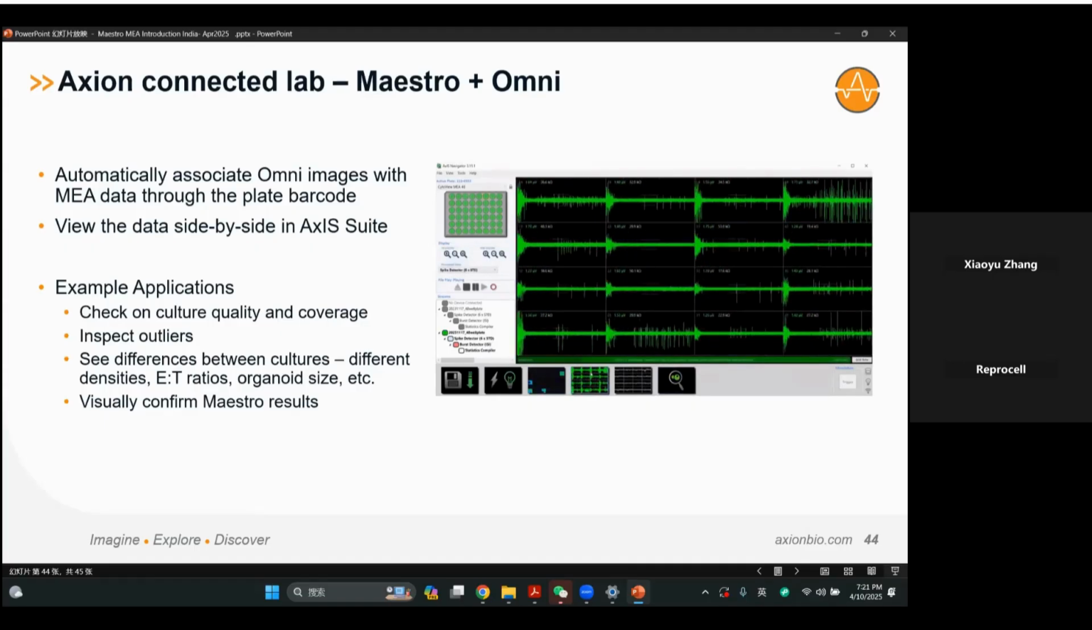And so after the downloading, you can monitor your cells' electrophysiology, their firing activity, as well as the cell morphology, or whether the cells have good attachment to the electrode. So you can monitor the cell culture quality over time, or you can use it to optimize the MEA assays with imaging. So the Connect Lab function can help you to get a more comprehensive view of your samples with side-by-side imaging and MEA data.